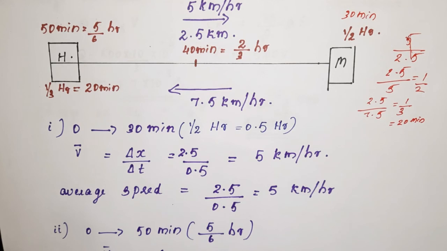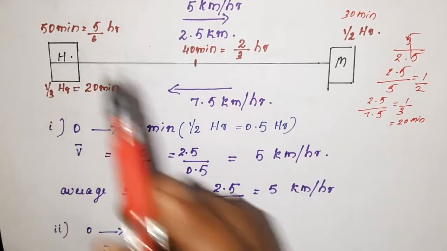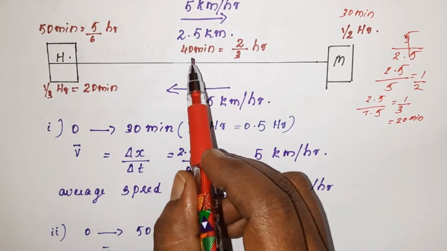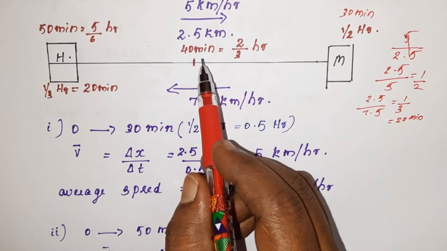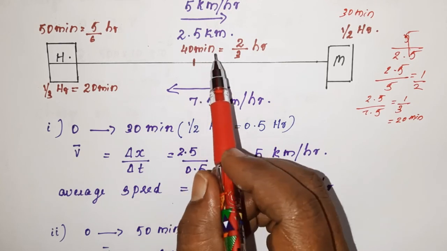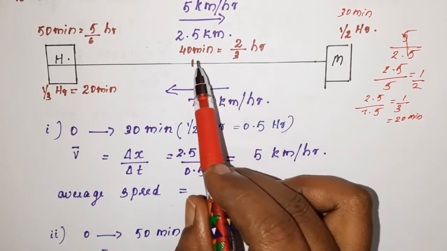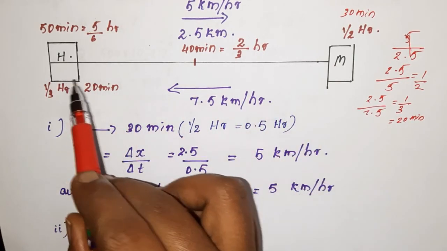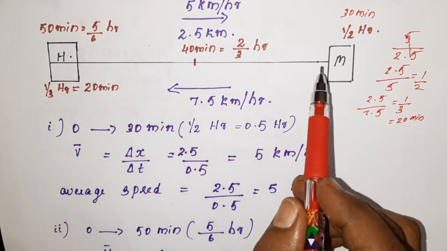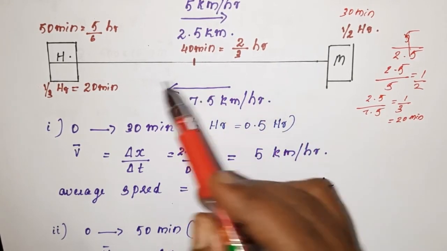Now it's given to find the average speed and average velocity at the end of 30 minutes, at the end of 50 minutes, and at the end of 40 minutes. So how will we find where he will be at the end of 40 minutes? For forward motion he takes 30 minutes, then the rest is 10 minutes. He covers the whole distance in 20 minutes in his backward motion. So within those 10 minutes, he will be covering half the distance in backward motion or reverse motion.